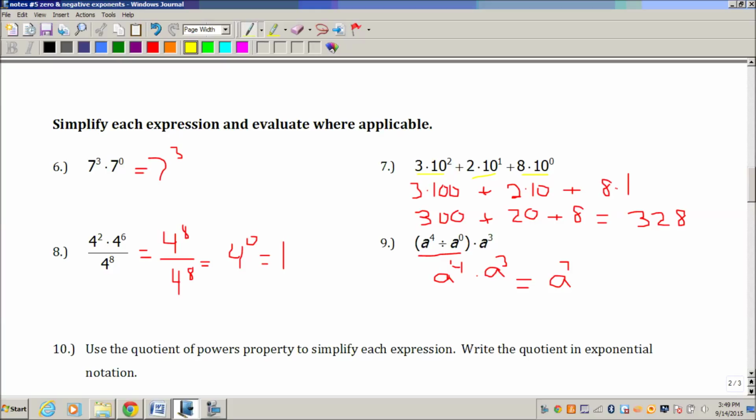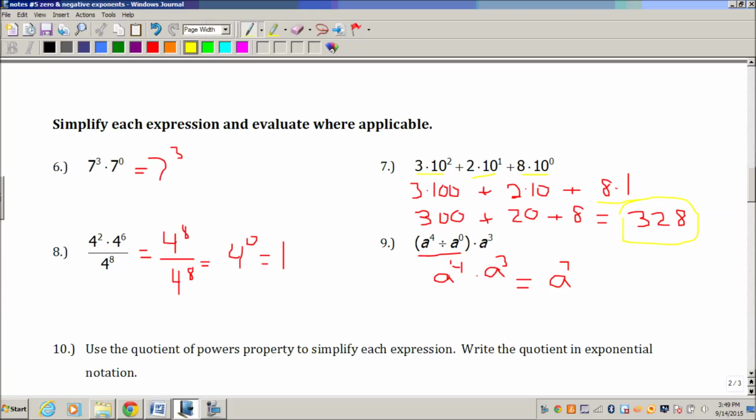8 times 10 to the 0 is just 8 times 1. 10 to the 0 power is 1. This probably should look familiar. This is place value. So we have 3 hundreds, which is 300, 2 tens, which is 20, and 8 ones. So this is a total of 328.